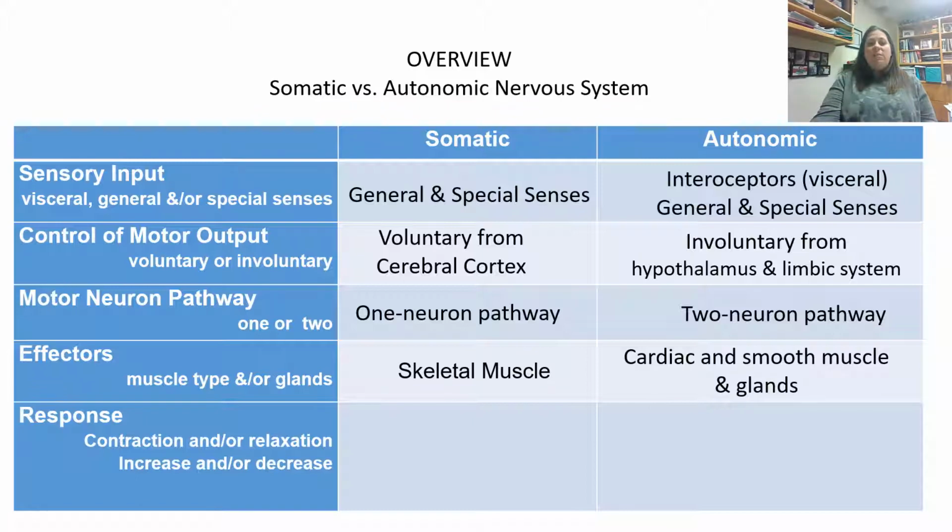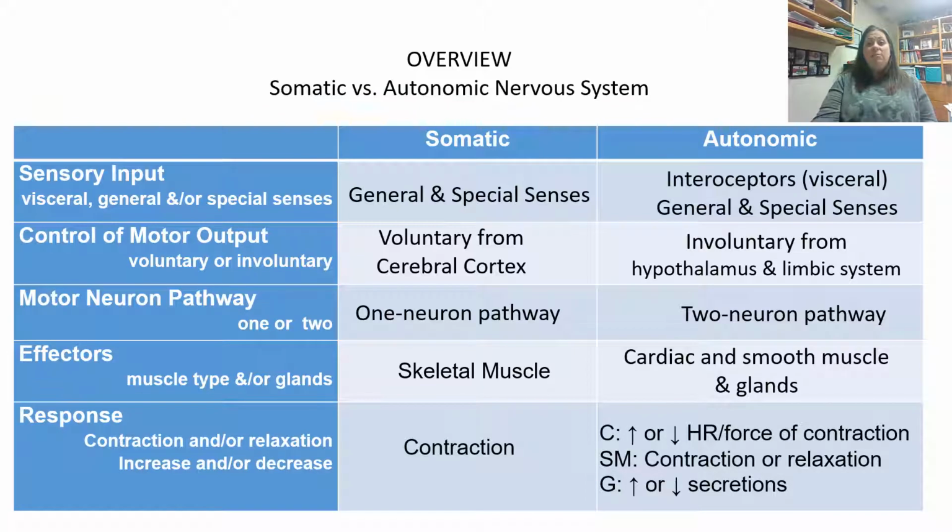For the somatic, there's contraction of the skeletal muscles, but in the autonomic, it depends. In some cases, there would be either an increase or decrease in the cardiac muscle for the heart rate or the force. With smooth muscle, it could cause a contraction or relaxation. All right, so it just depends. For glands, it could increase or decrease their secretions. Again, it depends on what kind of neurotransmitter is released, if it's from the sympathetic or the parasympathetic. This takes the information we talked about previously and puts it into a chart for you.